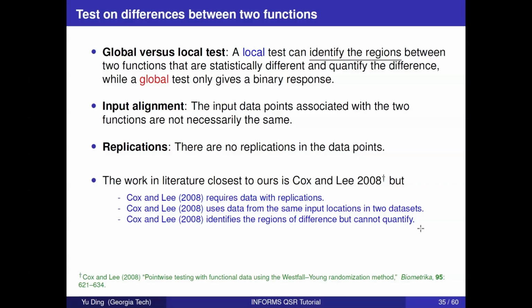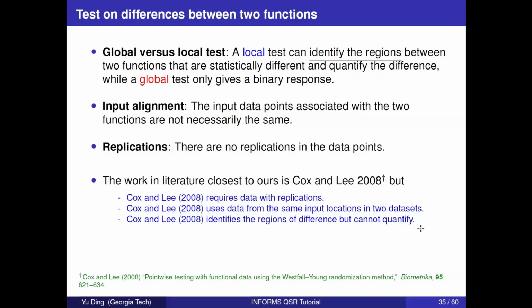And also, do you have replication, right? For any given wind speed, do you measure multiple power values for that wind speed and other environmental conditions? And in our case, there's no replication. For every input condition, there's only one measurement.